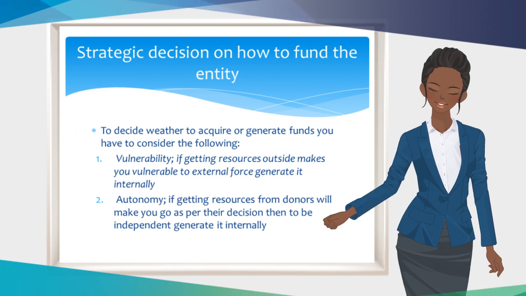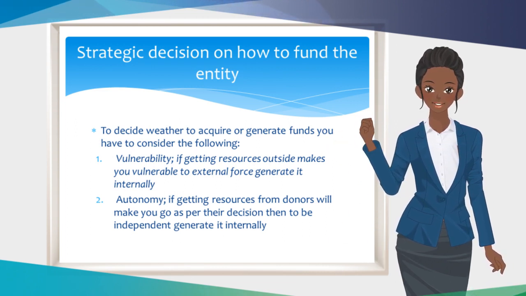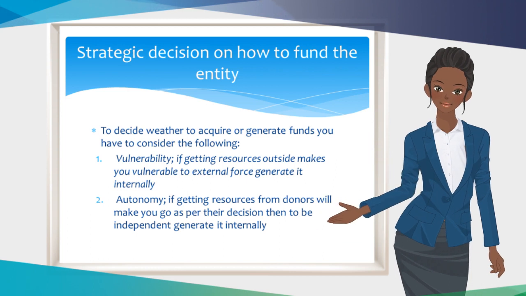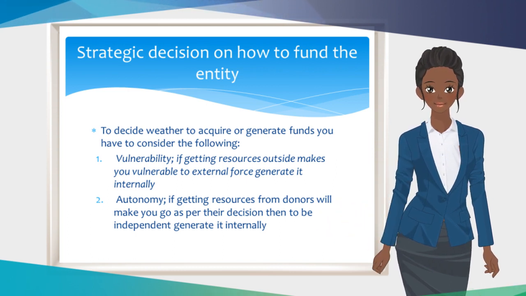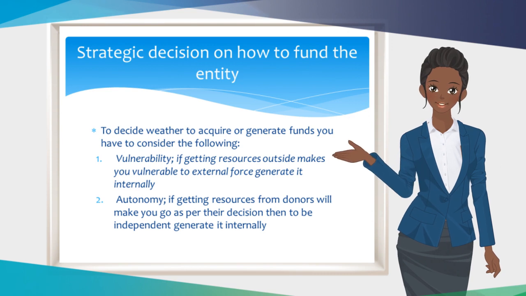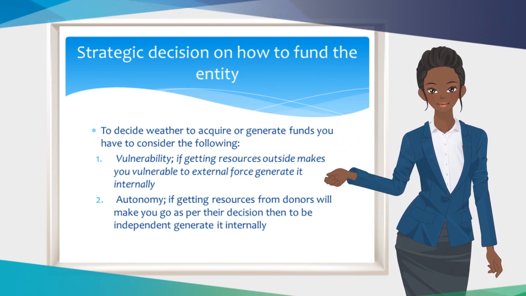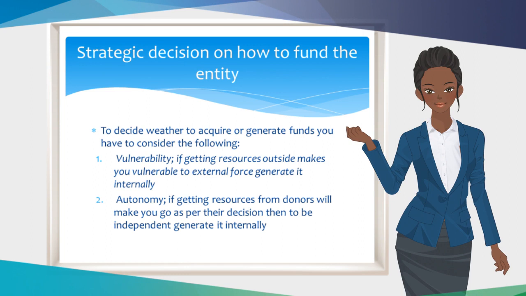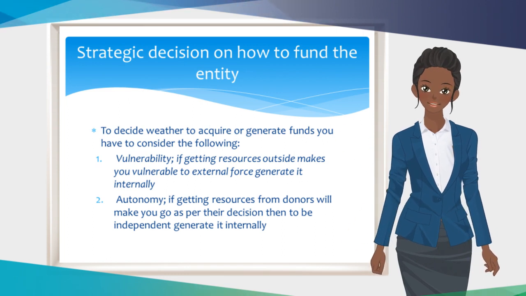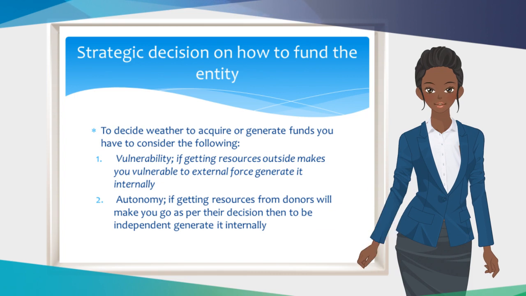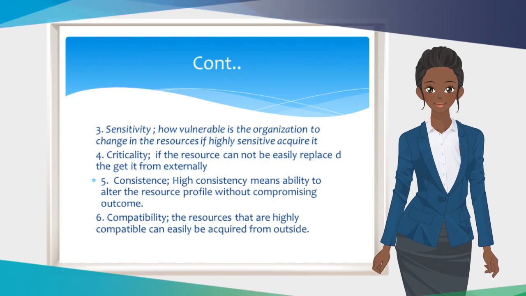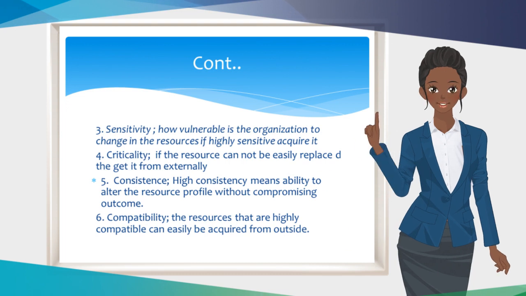To make decisions on how to get the resources for the organization, it is important that you consider the following. Considerations for resource acquisition. To decide whether to acquire or generate funds, you have to consider the following. First, vulnerability. That is, if getting resources outside makes you vulnerable to external forces, then generate yours. Second, autonomy. If getting resources from donors will make you go as per their decision, then to be independent, generate yours. Third, sensitivity. Ask yourself, how vulnerable is the organization to change in the resources?